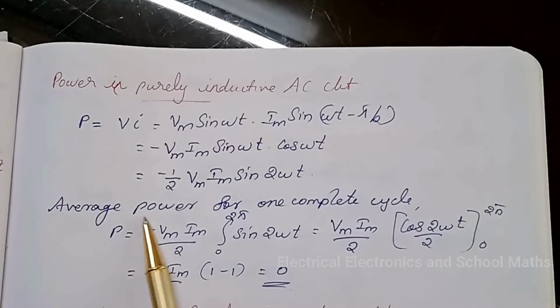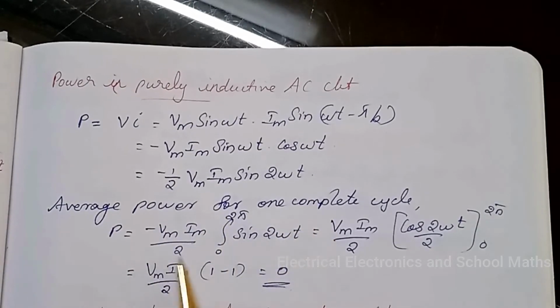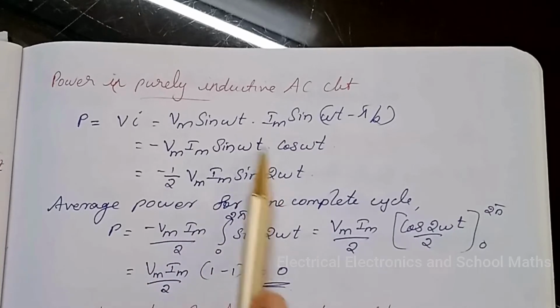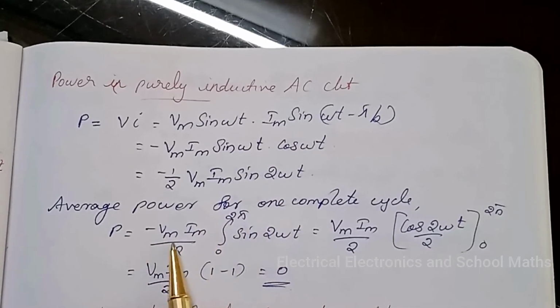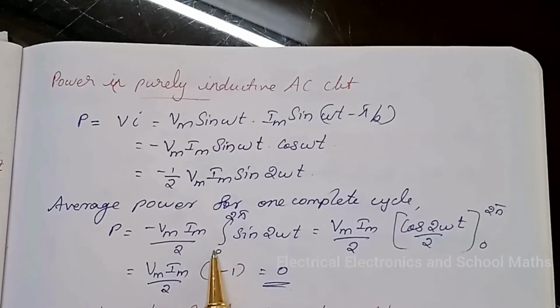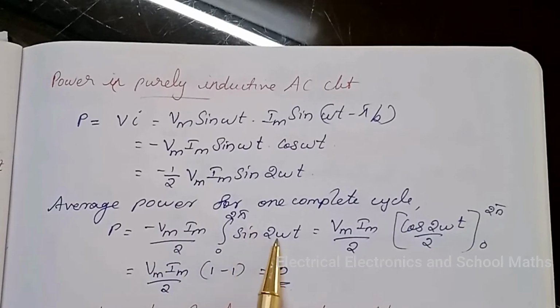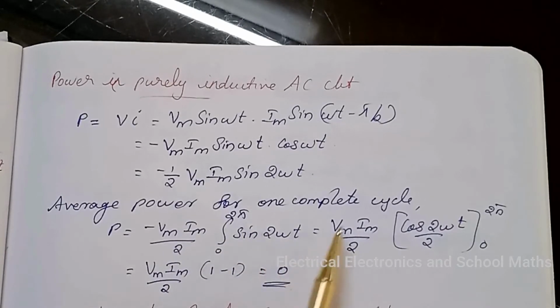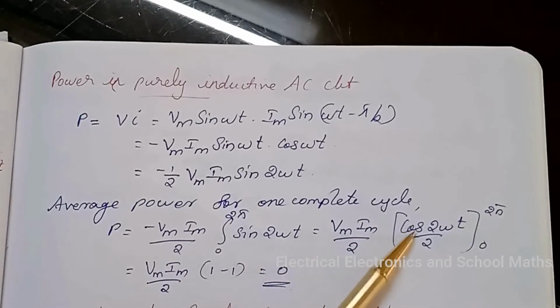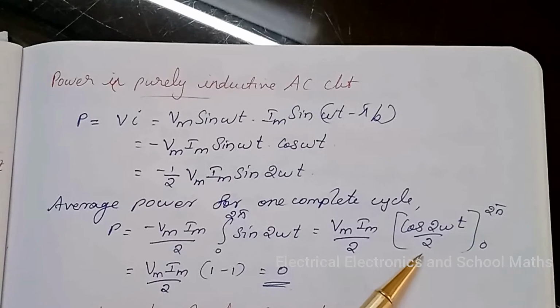To find the average power for one complete cycle, integrate this value, that is, minus Vm Im by 2 integral from 0 to 2 pi of sine 2 omega t. And we get the integral of sine 2 omega t is cos 2 omega t by 2.